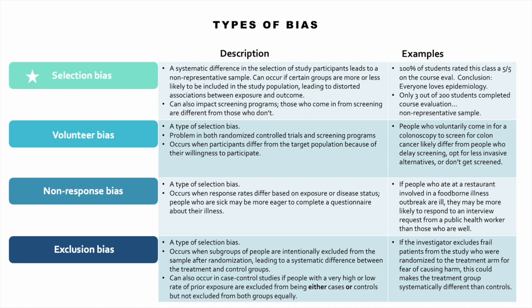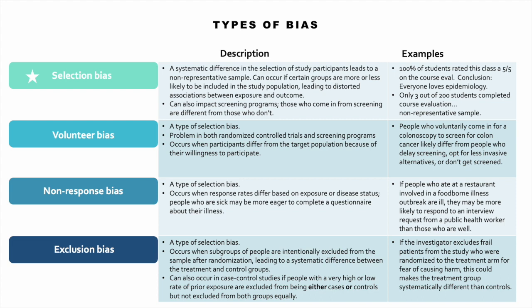Non-response bias occurs when response rates differ based on exposure or disease status. In general, people who are sick may be more eager to complete a questionnaire about their illness compared to people who are well. Let's say following a foodborne illness outbreak, a public health worker puts out a message on the local radio and calls people and emails people asking anyone who ate at a particular restaurant during a certain time frame to please call back so they can be interviewed about their specific exposures.